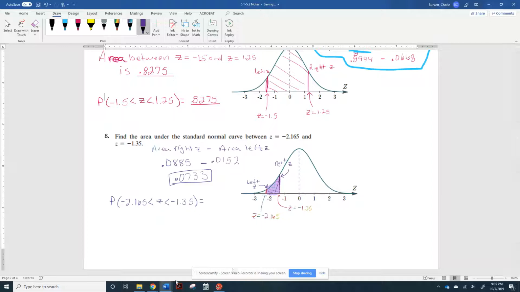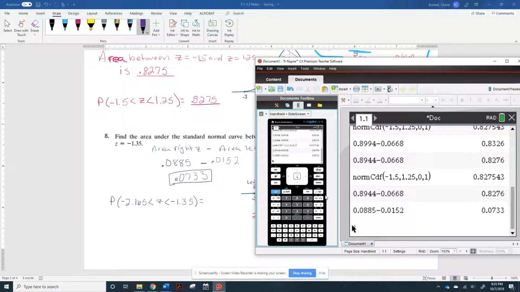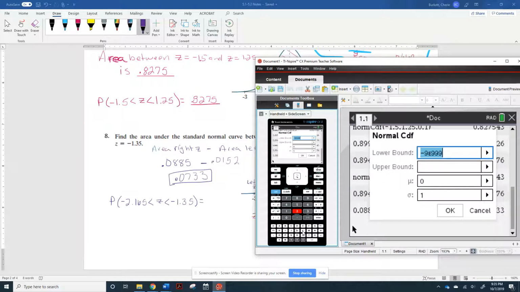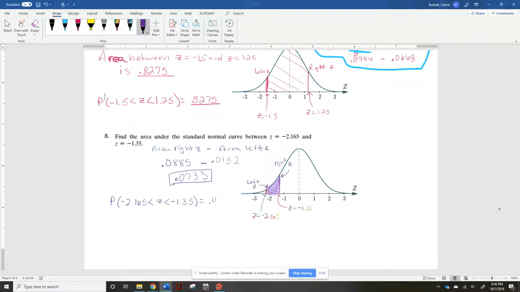We have a starting place and a stopping place. I don't know why I keep hitting that button because it's red and I'm tired. Menu 652. Starting place is negative 2.165. My stopping place is negative 1.35. Standard deviation and mean are 0 and 1. And they got 0.0733. Not negative. I don't know why I said negative. 0.0733. Okay, so this number and this number come out to be the same.